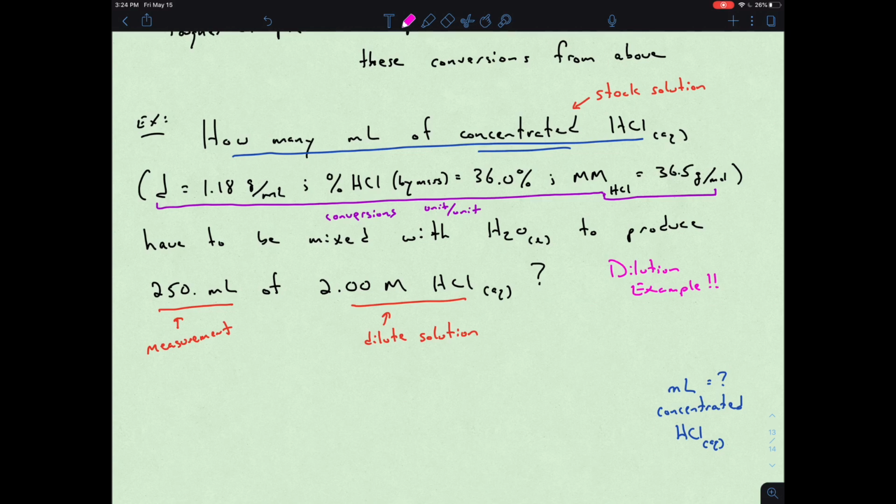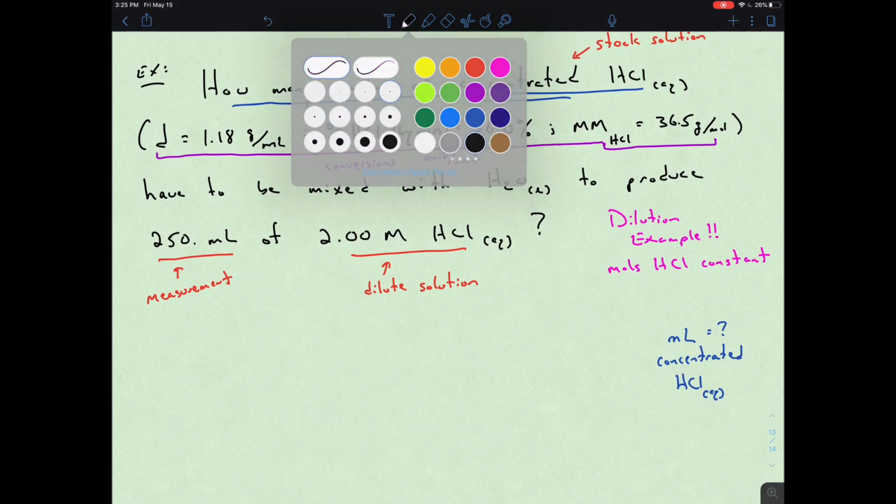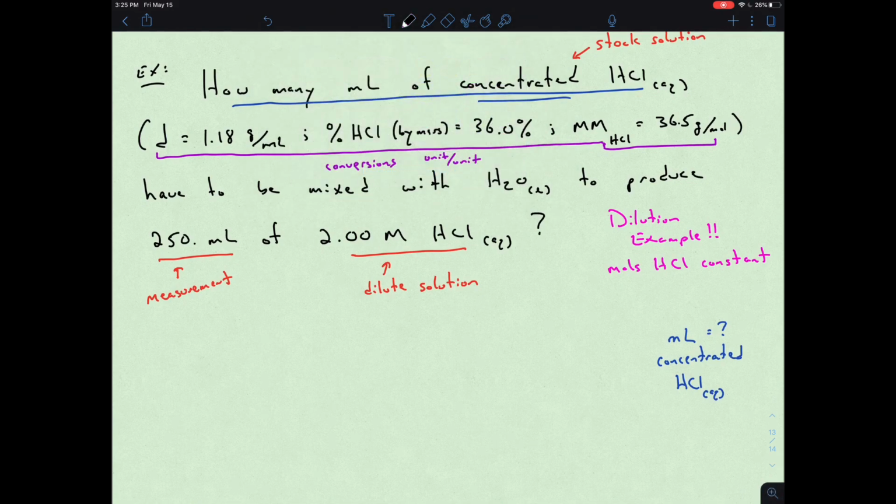So what does that mean? That means our moles of HCl is constant. So that's really going to be probably the fulcrum between one unit and another, meaning that we have this 250 milliliters, and that is our measurement. That's where we should start.